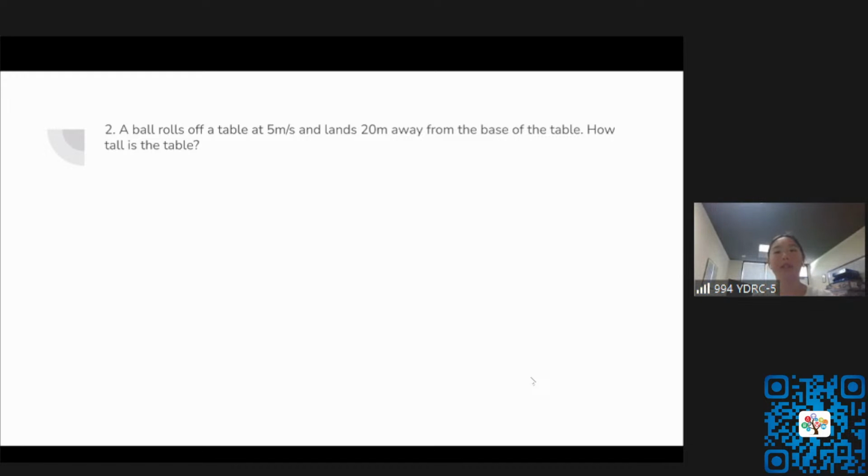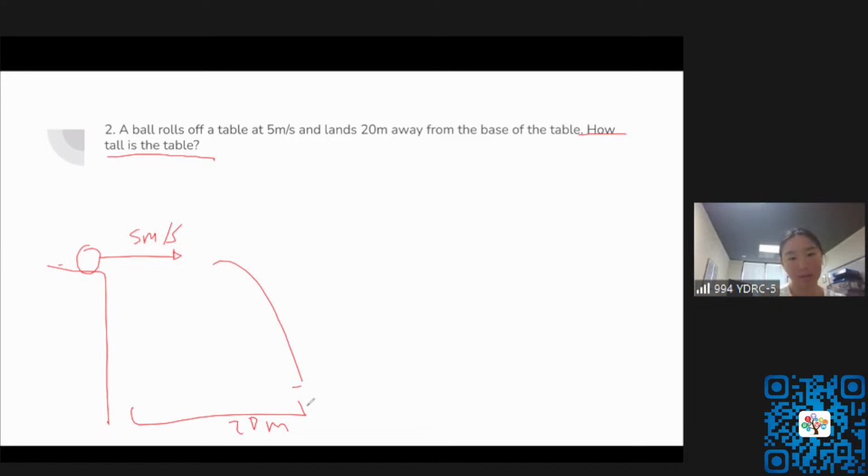Okay, so this is basically similar to our last problem, except you have to do the steps backward, kind of. Because it's not asking for how far it lands, but now how tall the table is. So, a little different. Basically, it just looks like 5 meters per second, and then it lands 20 meters away. So like this. And then it wants to know this height.